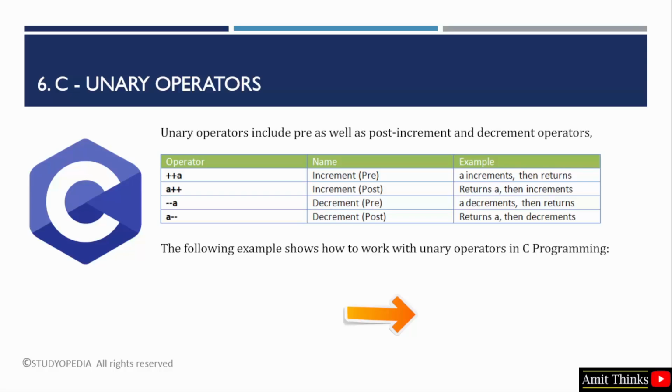Why is it written pre and post? When the operator is before the variable name, it is called pre, and if it is after the variable name, it is called post. In the pre, first the a will increment, then return. In post, first the a will return, then it will increment. Obviously the variable name is visible first, so it will return first, then it will increment. In a similar way, it goes for the decrement, but in decrement, plus will change to minus. That's it. When we see the example, the things will be more clear.